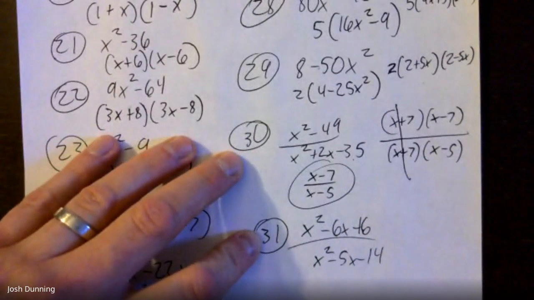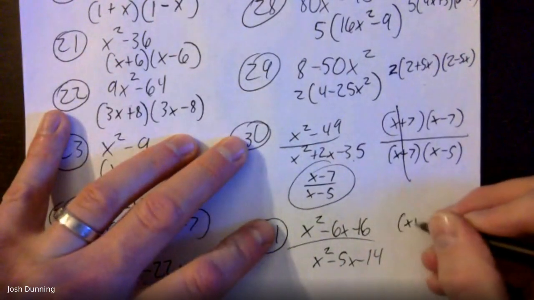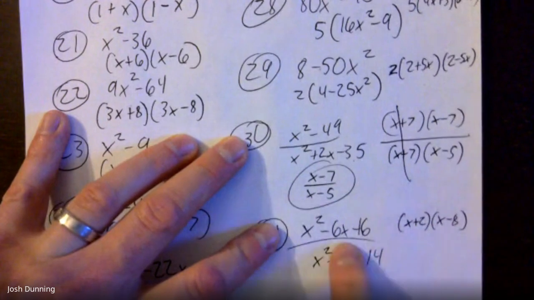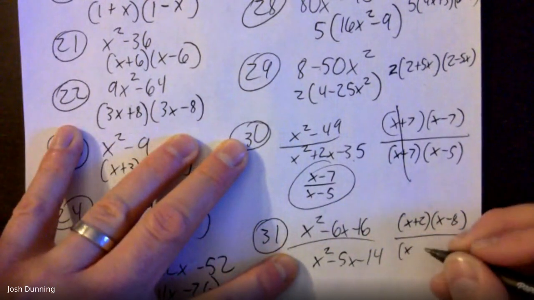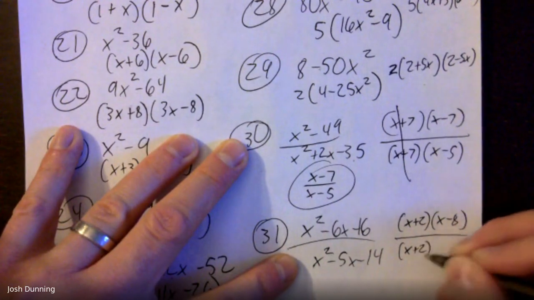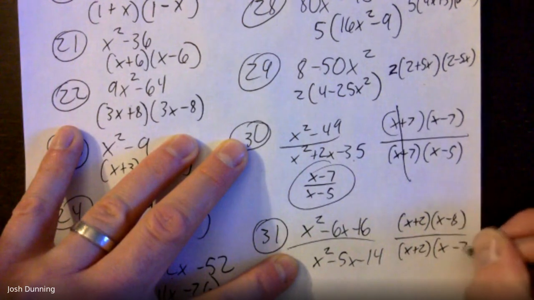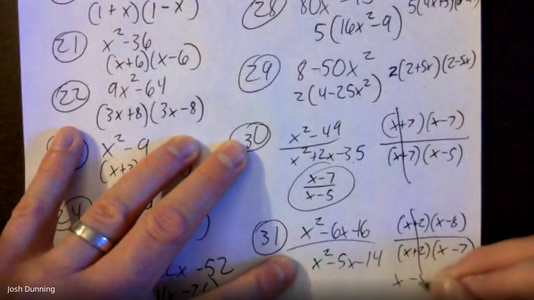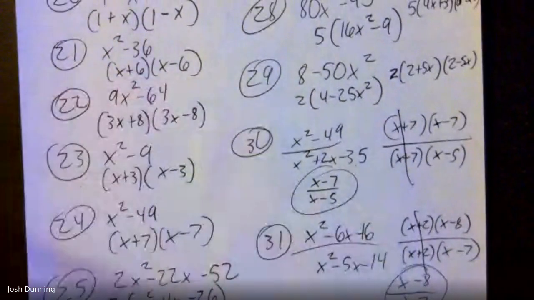31. 8 times 2 is 16. 2 minus 8 is negative 6. And then 2 minus 7 will give you the 5. 2 times 7 is 14. The 2's cancel. X minus 8 over x minus 7 is your answer.